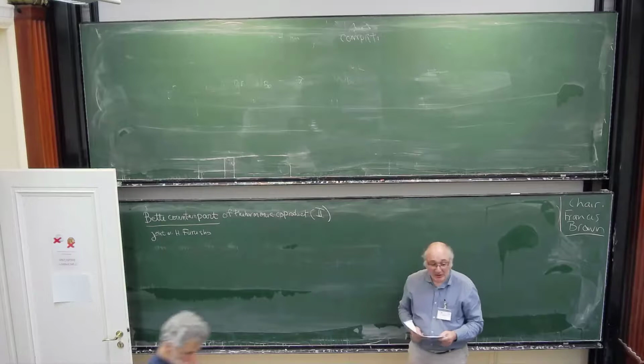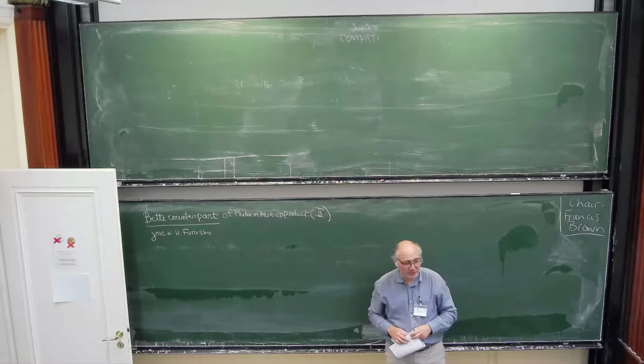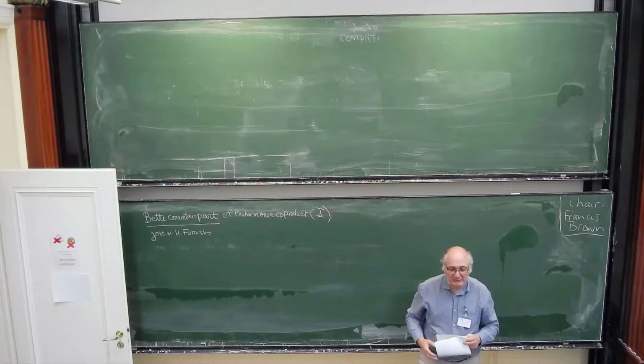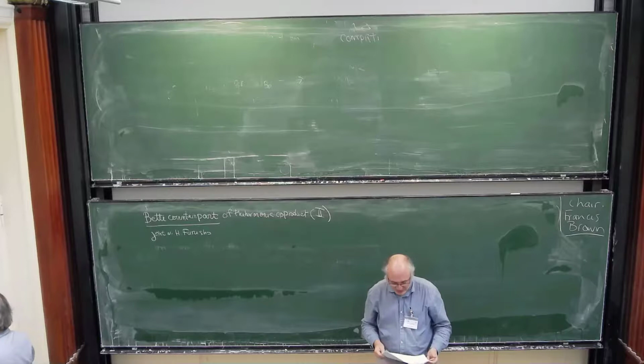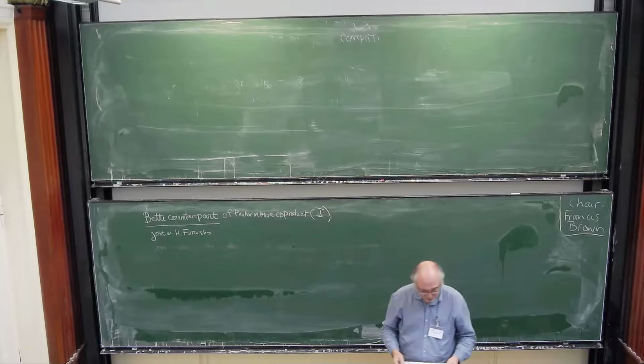So this lecture is devoted to the proof of the main theorem of the last lecture. Namely, the theorem was saying that two coproducts are related. And so I will recall the main actors, and then we will go into the proof.